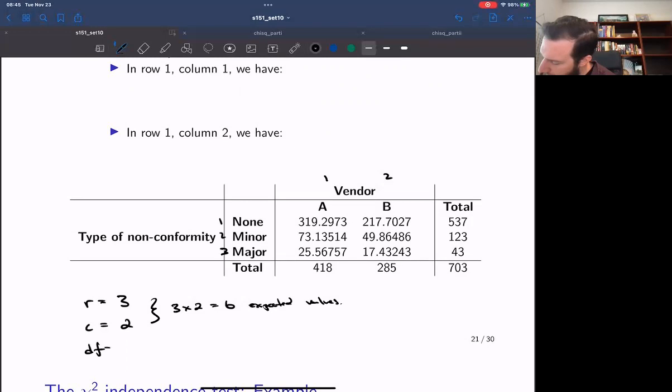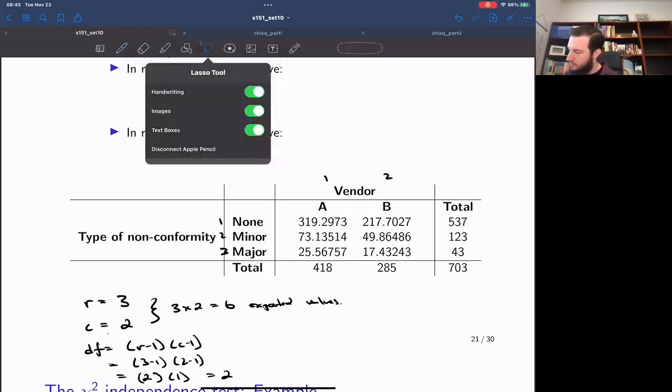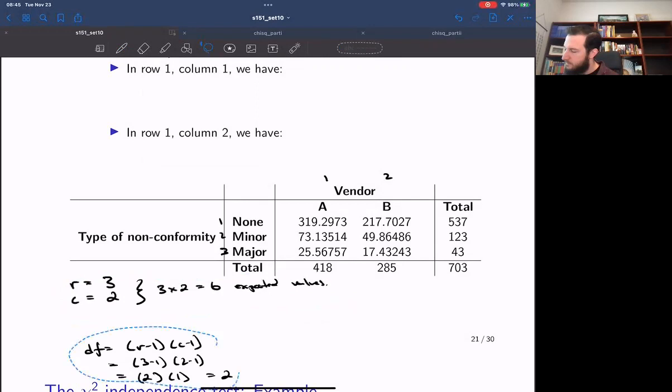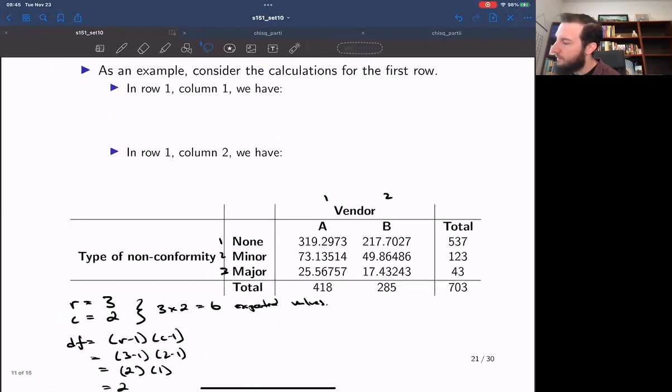Okay. The degrees of freedom for this particular table is going to be R minus one, the number of rows minus one, times the number of columns minus one, which is 3 minus 1 times 2 minus 1, which is 2 times 1, which is 2. Inside the table on slide 21, I'm giving you the expected values for every outcome. So I'm going to show you how to calculate a few of these now.